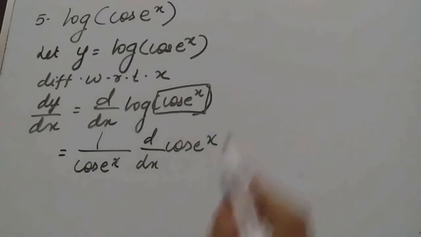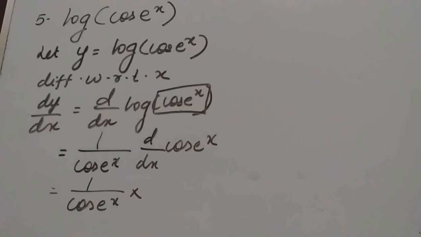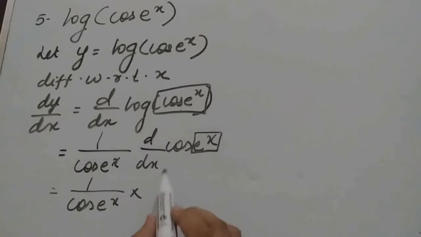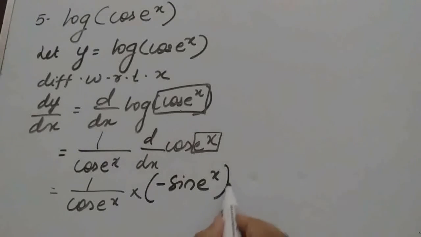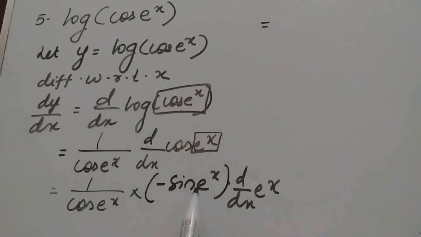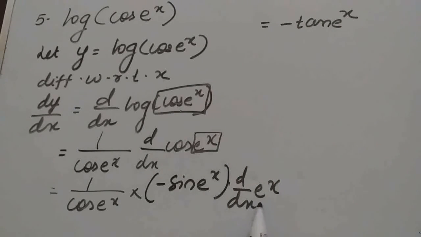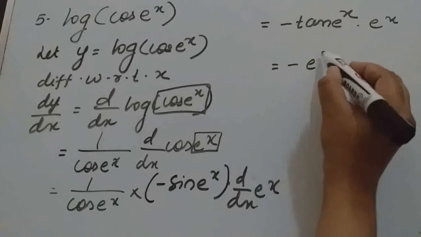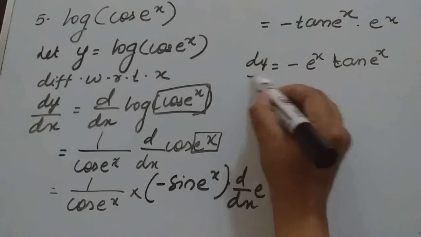Okay. Now here we have to check whether this function is standard or not. So we have the formula of cos x, isn't it? But we got cos e raised to x. So what will be the derivative of cos? That is minus sine e power x, isn't it? And then the derivative of e power x. So the answer will be this, we can write minus tan e power x, isn't it? And the derivative of e power x is e power x. So we can write dy by dx equals minus e power x tan e power x.